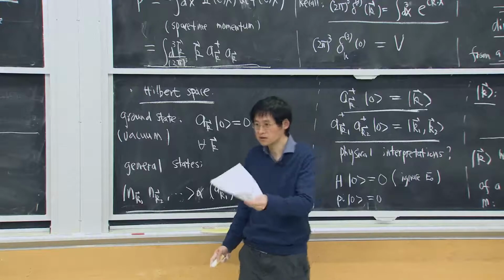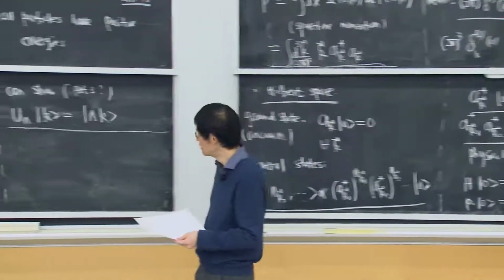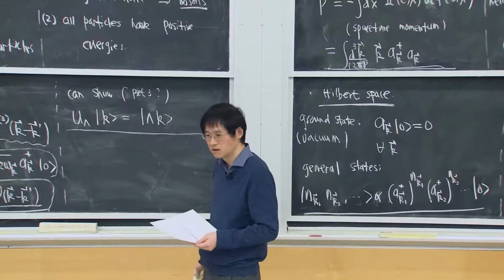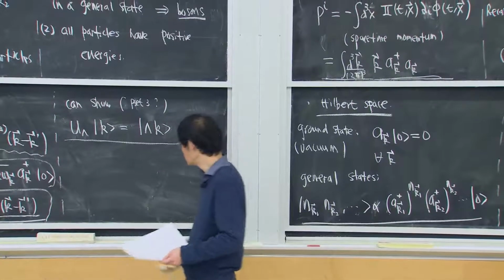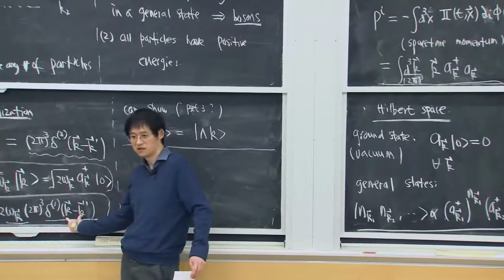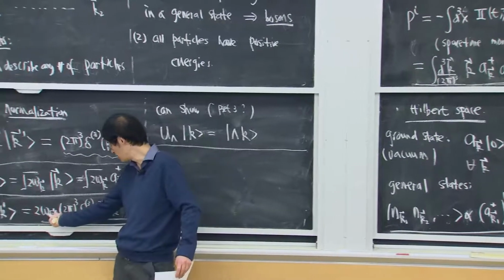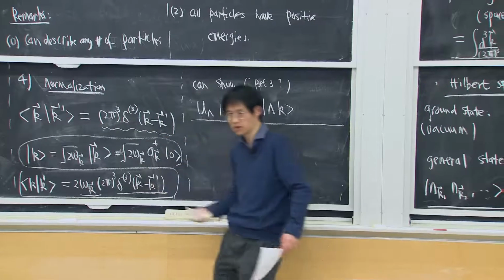Yes? I'm not sure in this case why we assume that omega_k is the same for both k and k prime. Oh, because you have a delta function here. Yeah, because omega_k only depends on k, only on the spatial part.